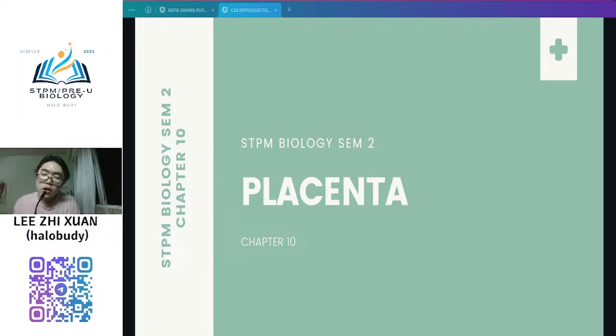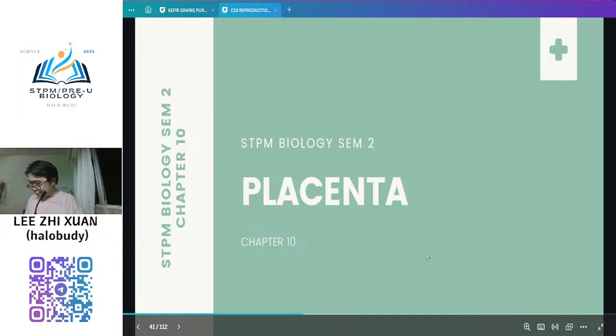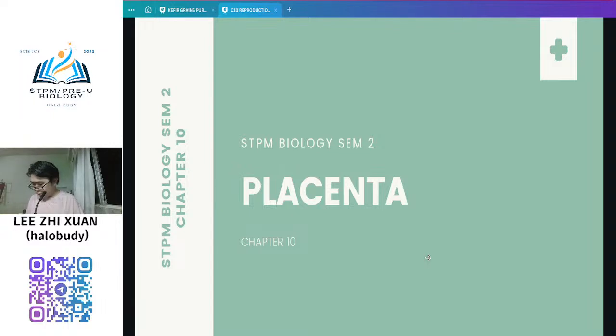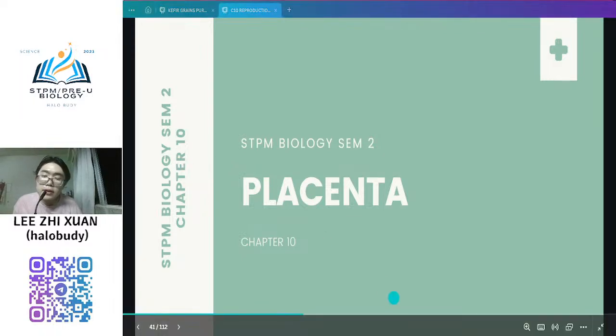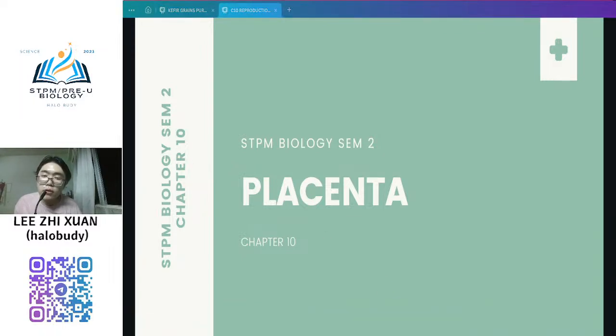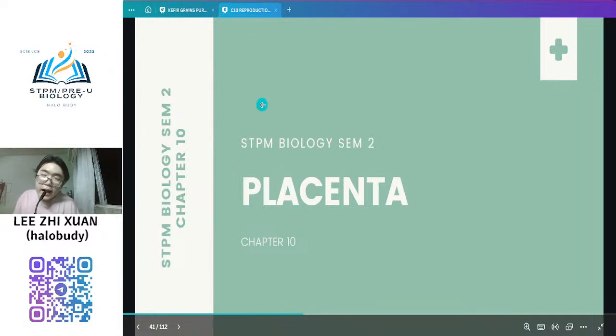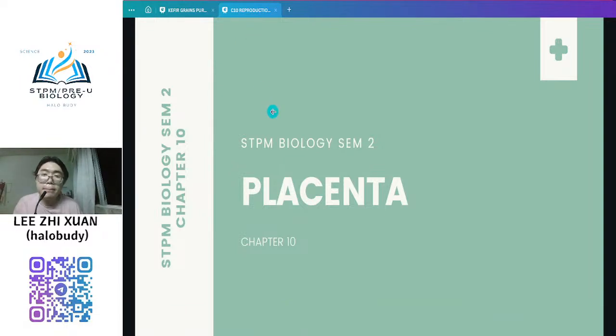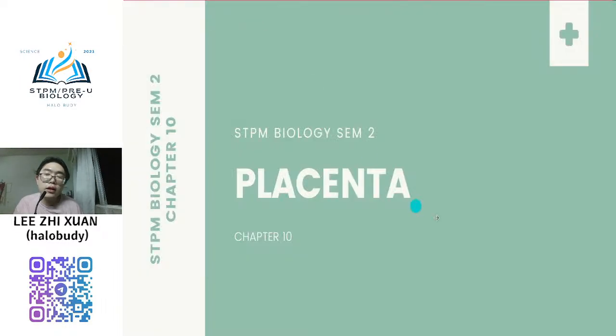Okay, so we will continue with the placenta. If you still remember, after the process of gastrulation, you will undergo organogenesis, right? And then the trophoblast will develop into the placenta. I think everyone should know what the placenta is, because I think in SPM you also learned it.